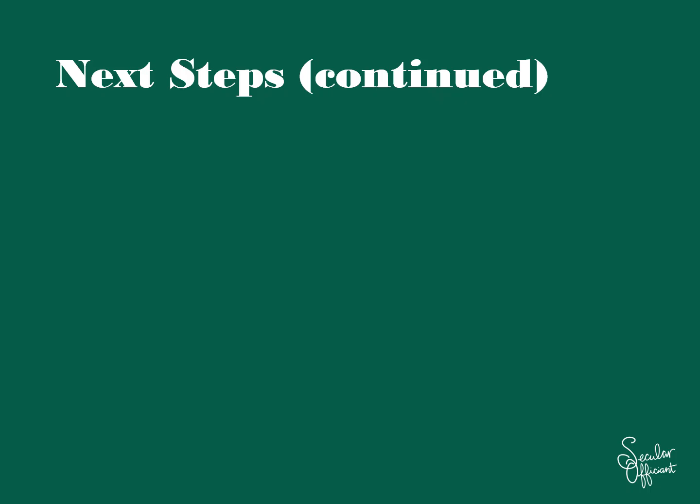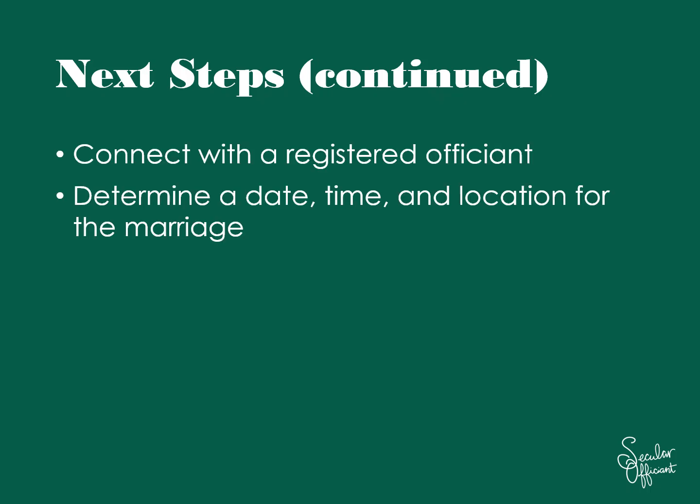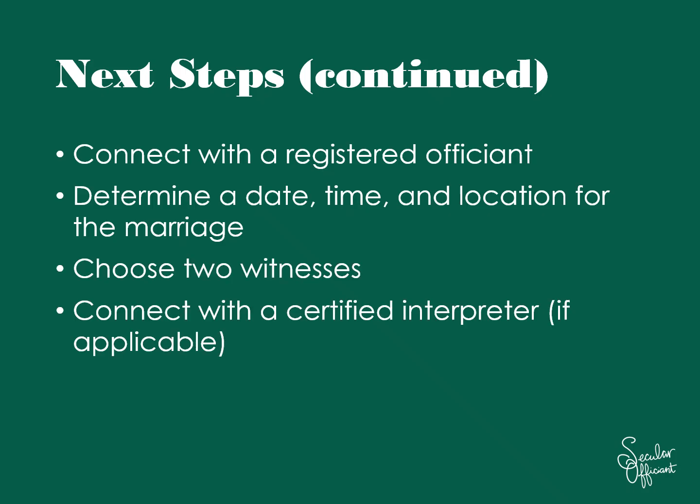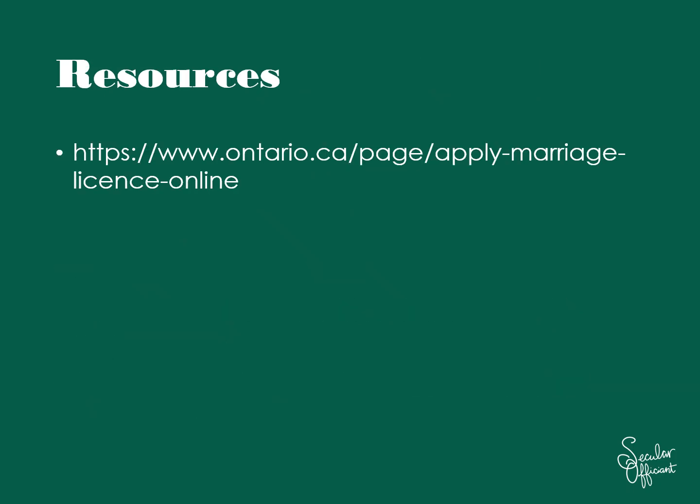Next steps continued. Connect with a registered marriage officiant. Determine the date, time, and venue for your marriage. Choose your 2 witnesses. Connect with a certified interpreter if applicable. Get married before the license expires. And lastly, complete the marriage license. The resources listed provides a link to the ServiceOntario webpage Apply for a Marriage License Online.